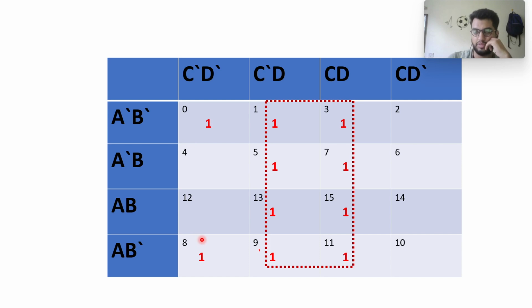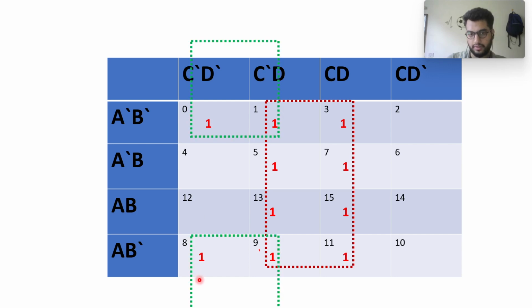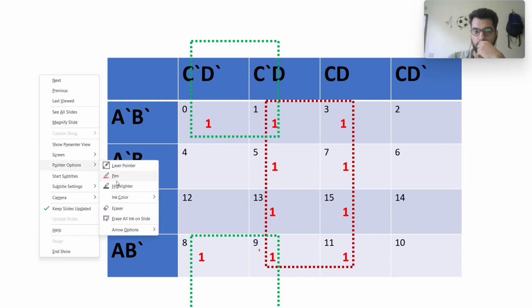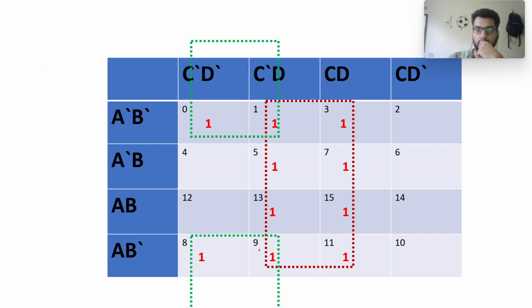We have to look for the largest possible shape that we can cover it with. So the largest possible shape that we can cover it is a quad in the green color. So this brown color is an octet and this green color is a quad. So now let's look up the contribution that this quad makes. As you can see, A and B are changing, so no contribution from them, and C is changing. So the term that comes from this octet is simply D.